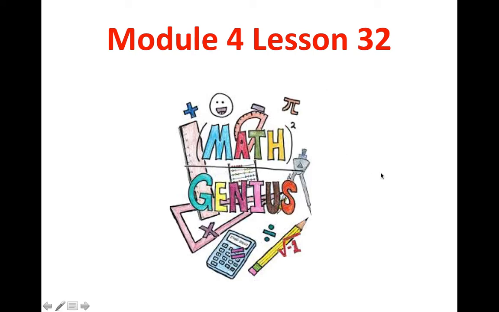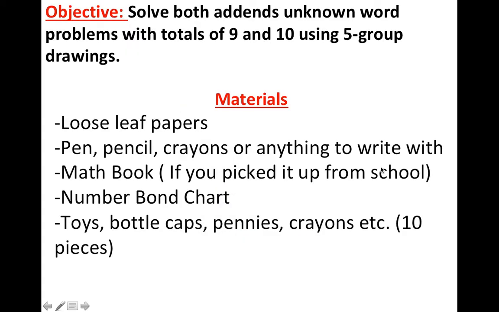And let's get started. We are doing Module 4, Lesson 32 today. The objective of this lesson is to solve both added-in unknown word problems with totals of 9 and 10 using a 5-group drawing, which simply means we're going to be making 9 and 10 using 5-group drawings in our math story problem.